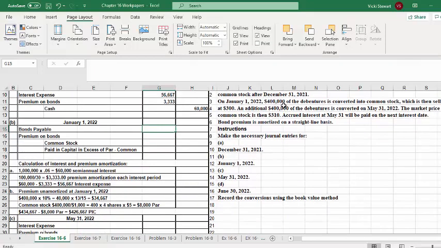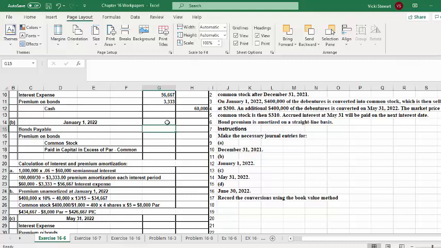The next entry that we're going to be making is on January 1st, 2022. On this date, $400,000 of the debentures is converted into common stock, which the problem tells us is selling at $300. But if you remember, the conversion of the bonds into common stock does not depend on the market price of the shares of stock. It is done at book value. So the first thing that we have to determine is what is the carrying value or book value of the bonds on the date of the conversion.